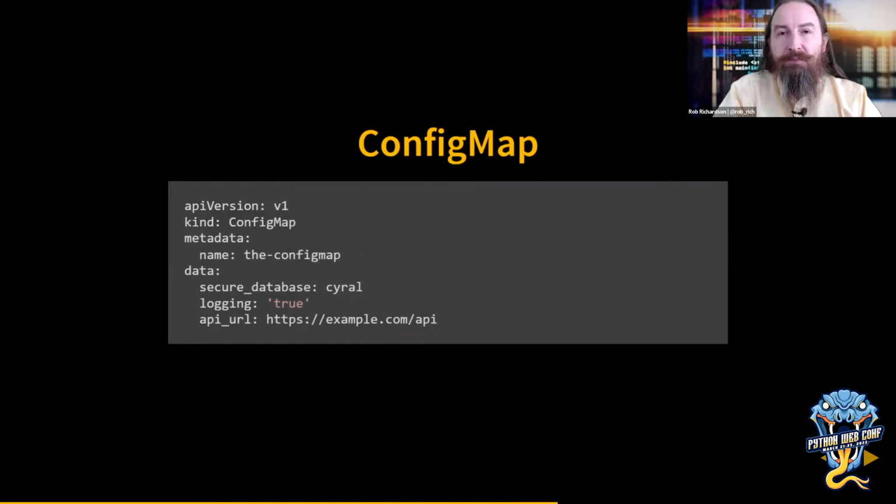Now here in a config map, we have a list of settings. So we have the name and value of various keys in our config map. Now, here's the name of our config map. It is the config map, and we have a key secure database, value of true. Key of logging secures value of true.